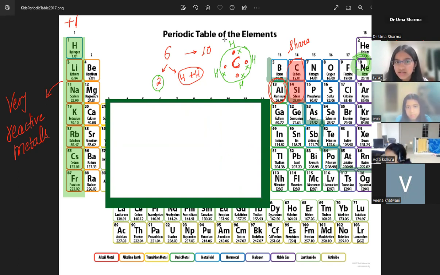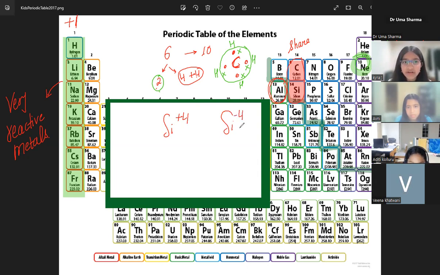So after giving away 4 electrons, what is the charge on silicon? It would be positive 4. Plus 4. And gaining 4 is negative 4. I told you that nature is okay up to plus 3 and up to minus 3, but it's not okay with plus 4 and minus 4. Nature cannot permit this much high positive and negative charge because the energy requirements are very high.